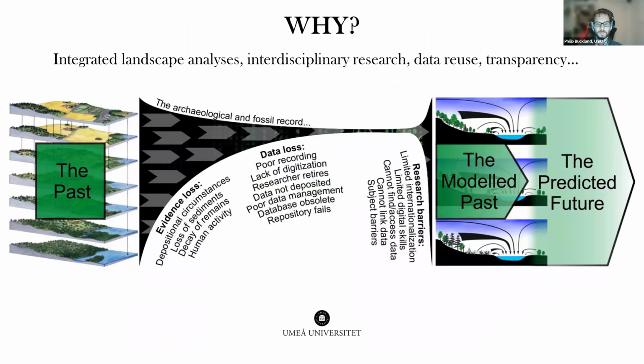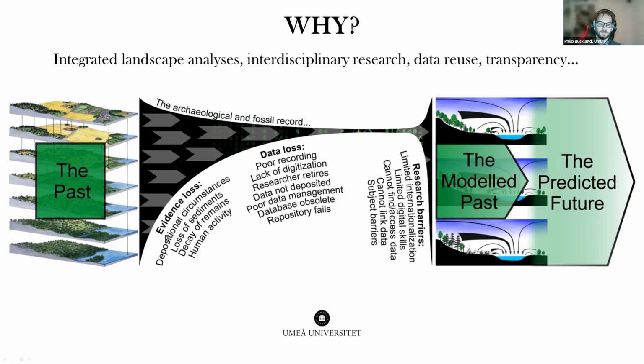Why? Really, and that's a massive question. A lot of things have happened in the past, but what we can see of this is filtered by a whole series of what we call taphonomic processes. The main one of these is loss of evidence. So not everything gets deposited into the kind of sediments that preserve it. In fact, it's a minuscule proportion of what has happened in the past that's recorded in archaeology and geology.